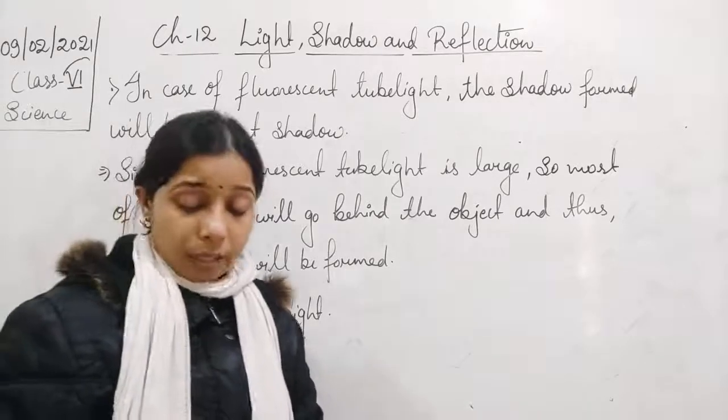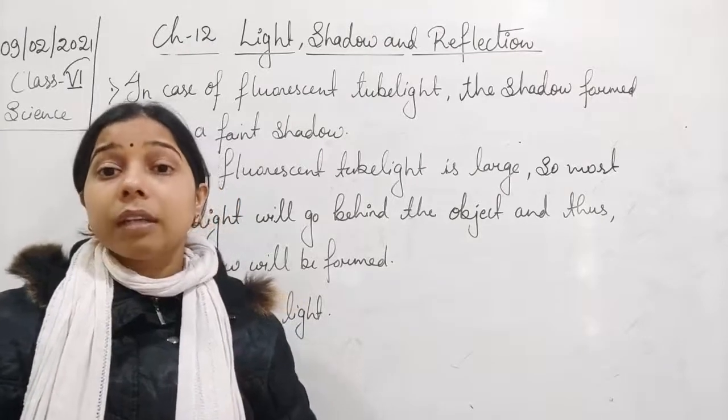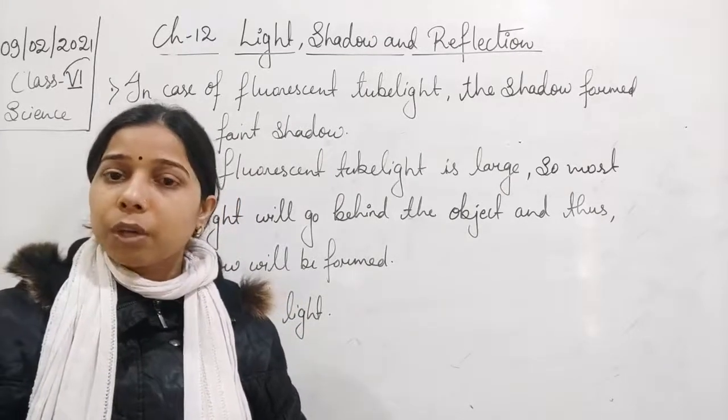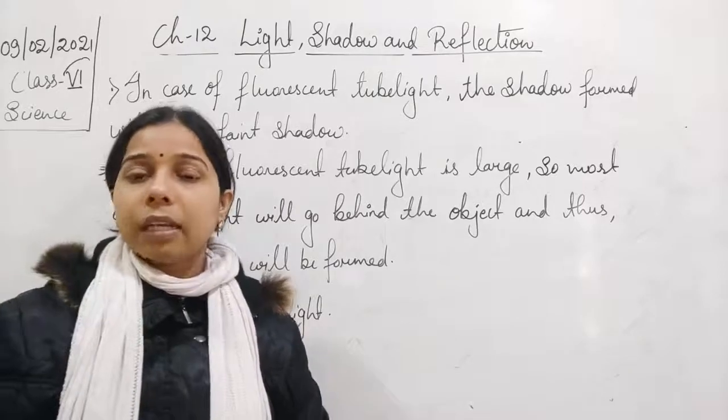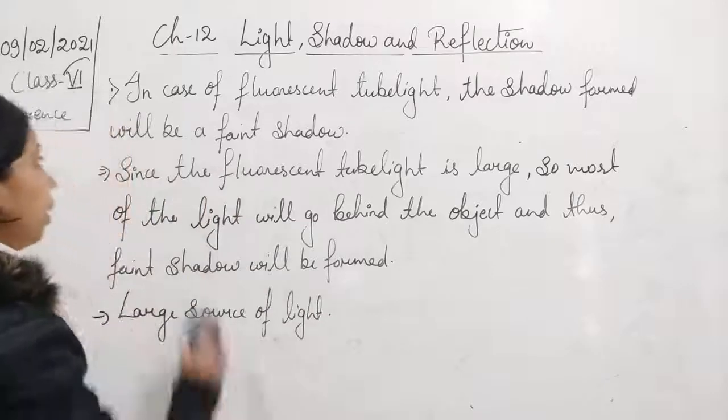Now not only this, even in the absence of a source of light, or in a dark room, have you seen your shadow in the dark room? No. So we will say that in a dark room, or with no source of light, no shadow will be formed.